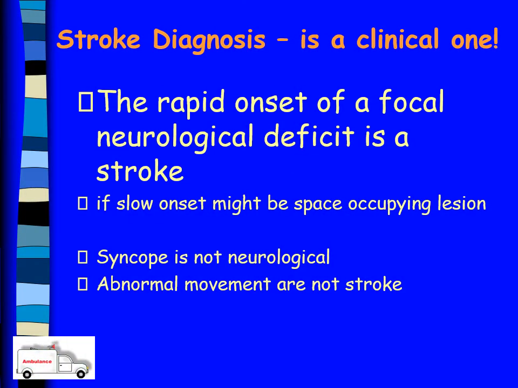Stroke diagnosis is a clinical one. It's diagnosed by the rapid onset of a focal neurological deficit. If it's a slower onset, then it might be a space-occupying lesion. And if someone presents with a syncope, that is not a neurological cause. People with a stroke do not present with syncope. You should be thinking about other causes of syncope, such as cardiac or a seizure. Also, abnormal movements like twitching are not symptoms of a stroke.